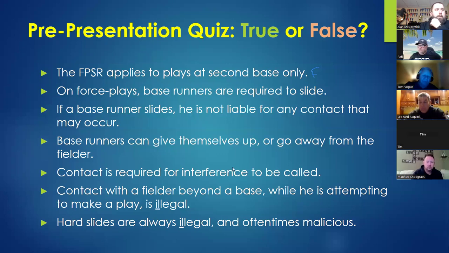Number 6, contact with the fielder beyond a base while he's attempting to make a play is illegal. I think I've covered this already. Besides at home plate, you cannot make contact beyond the base while he's attempting to make a play. If the contact happens on the base and he slides through and hits the fielder, and the force of the slide takes them beyond the base, that's fine. The initial contact has to happen on the base and not beyond the base.